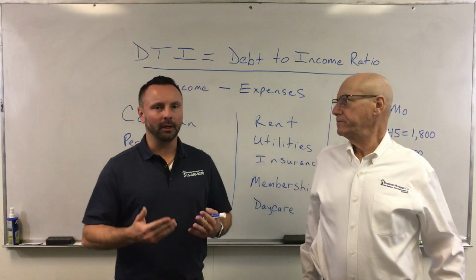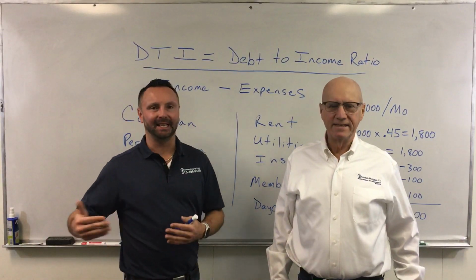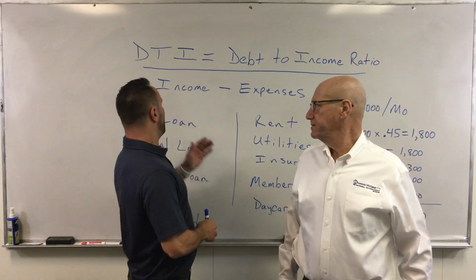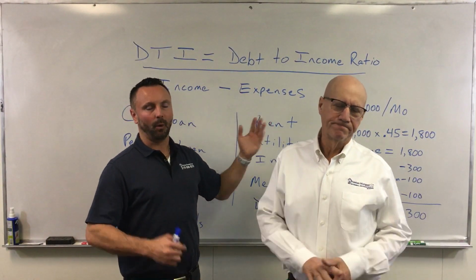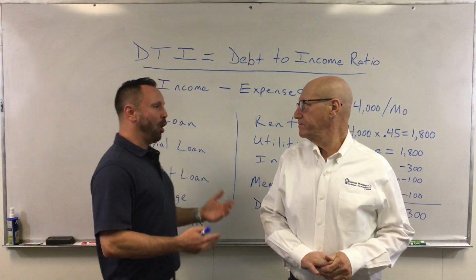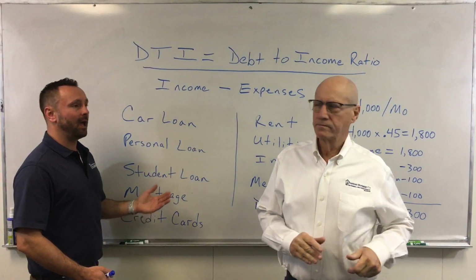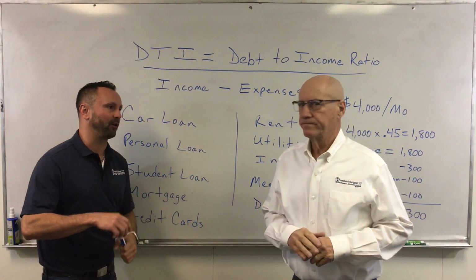All right, guys, in this video, we're going to talk about debt-to-income ratio, otherwise known as DTI. You'll hear us say that, a lot of these little acronyms. But debt-to-income basically is your income minus your expenses. But what we want to talk about first is what expenses actually count against your DTI and what expenses don't count against your DTI. So let's talk about the ones that do count first.